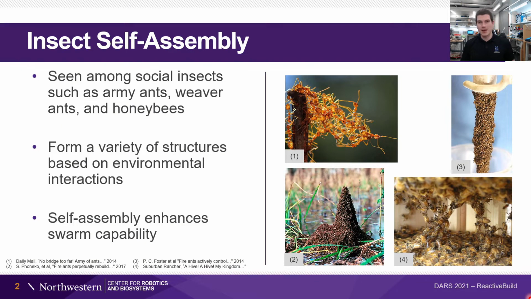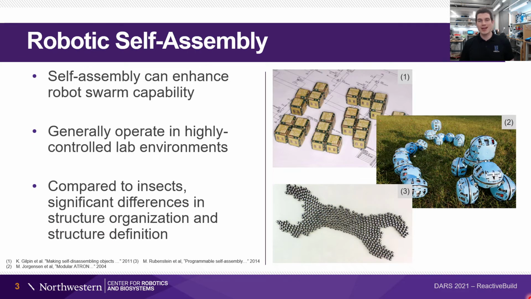Self-assembly is a set of behaviors you sometimes see in social insects, in which many insects will join together in order to form useful structures. Such structures include cantilevers, chains, towers, and bridges. These structures seem to be formed from interacting with the natural environment and seem to serve the purpose of enhancing swarm capability. The promise of enhancing swarm capability has driven research into robotic self-assembly.